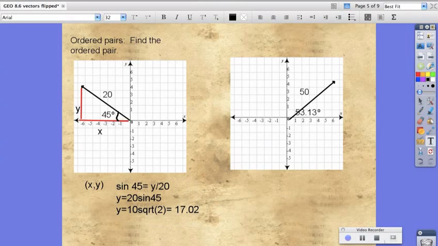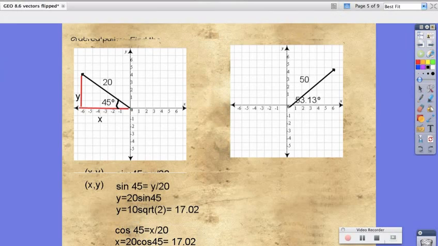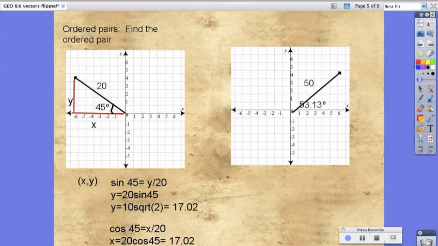For x, we would do something similar, but it would be cosine 45 equals x divided by 20. X is equal to 20 cosine 45. Because it's a 45, 45, 90 triangle, we can substitute this in, but it comes out to be 17.02 approximately. So notice, if we want to find the y's that are up and down, we use sine. If we want to find the x's, or the left and right, we use cosine.